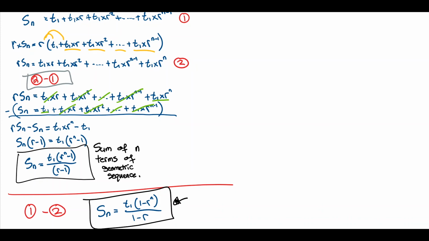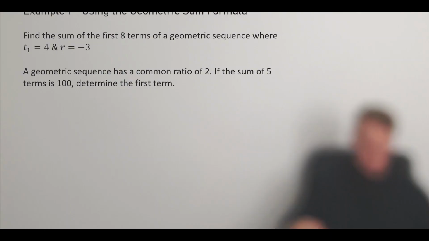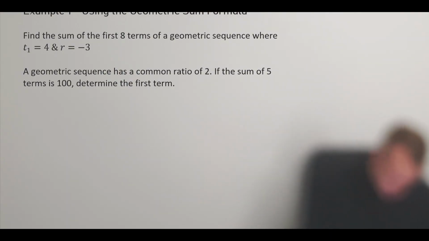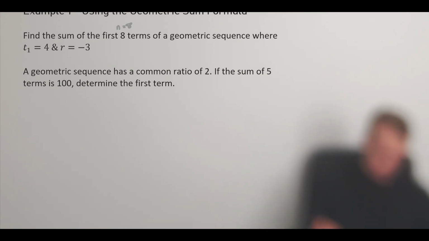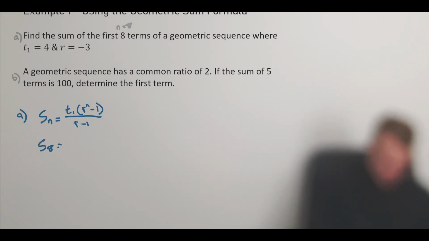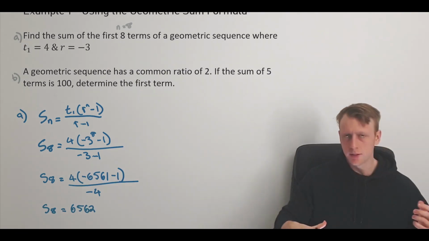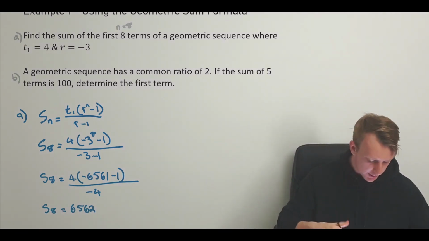So let's have a look at an explicit, concrete example of what a question may look like. Find the sum of the first 8 terms, so I know n is equal to 8, of a geometric sequence where t of 1 is equal to 4 and r is equal to negative 3. What is useful for me straight away is to recall the sum formula. From here I know I'm just summing 8 terms. And so you just crunch this into your calculator and you get an answer.